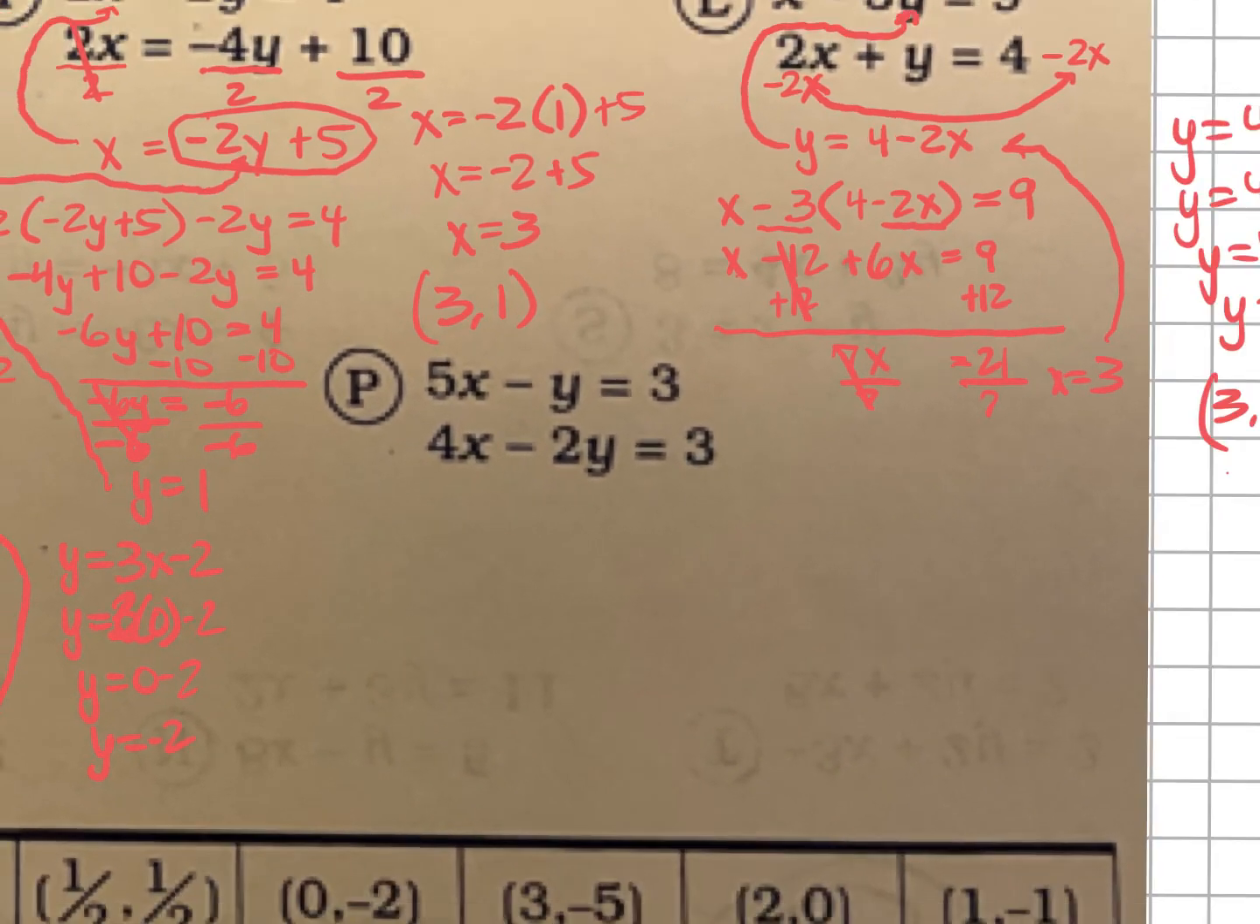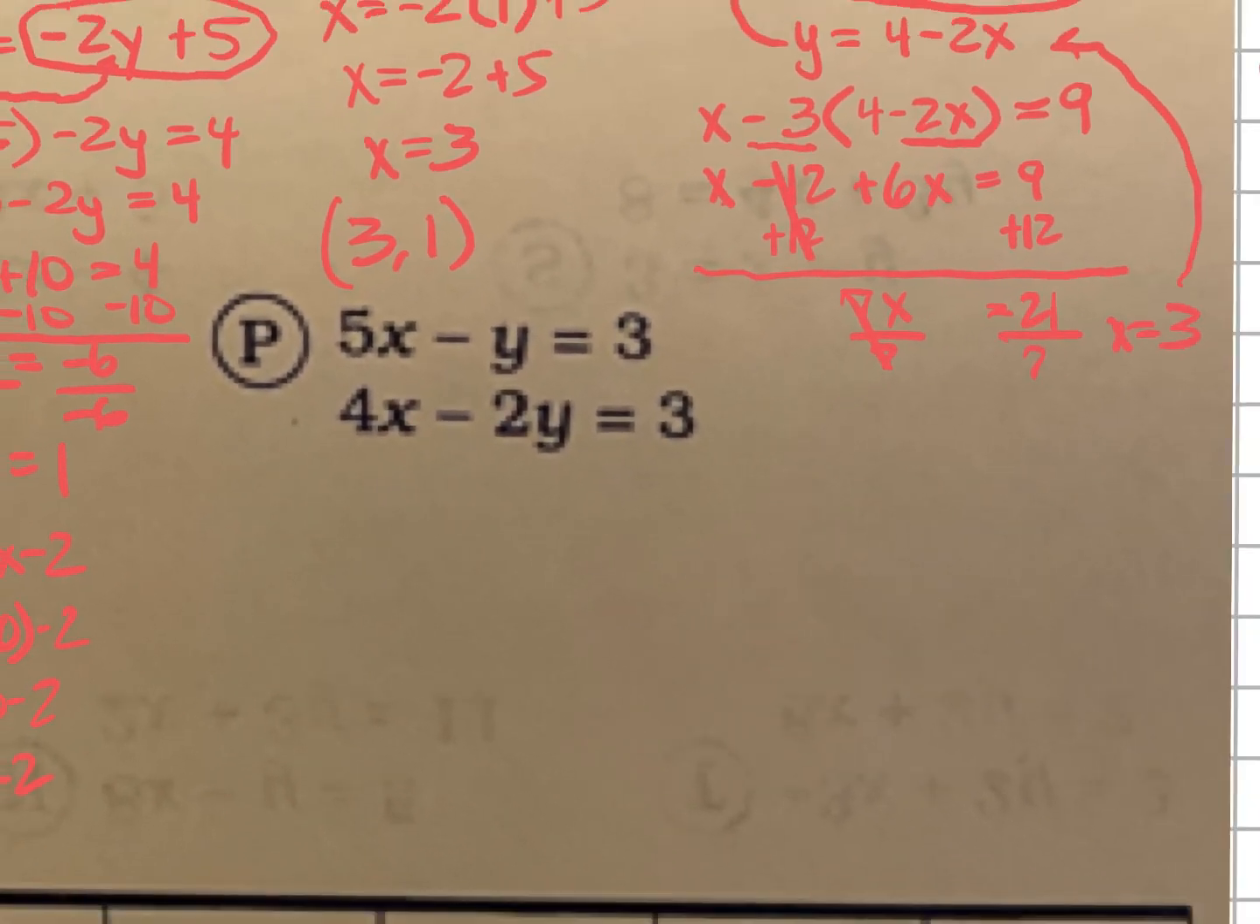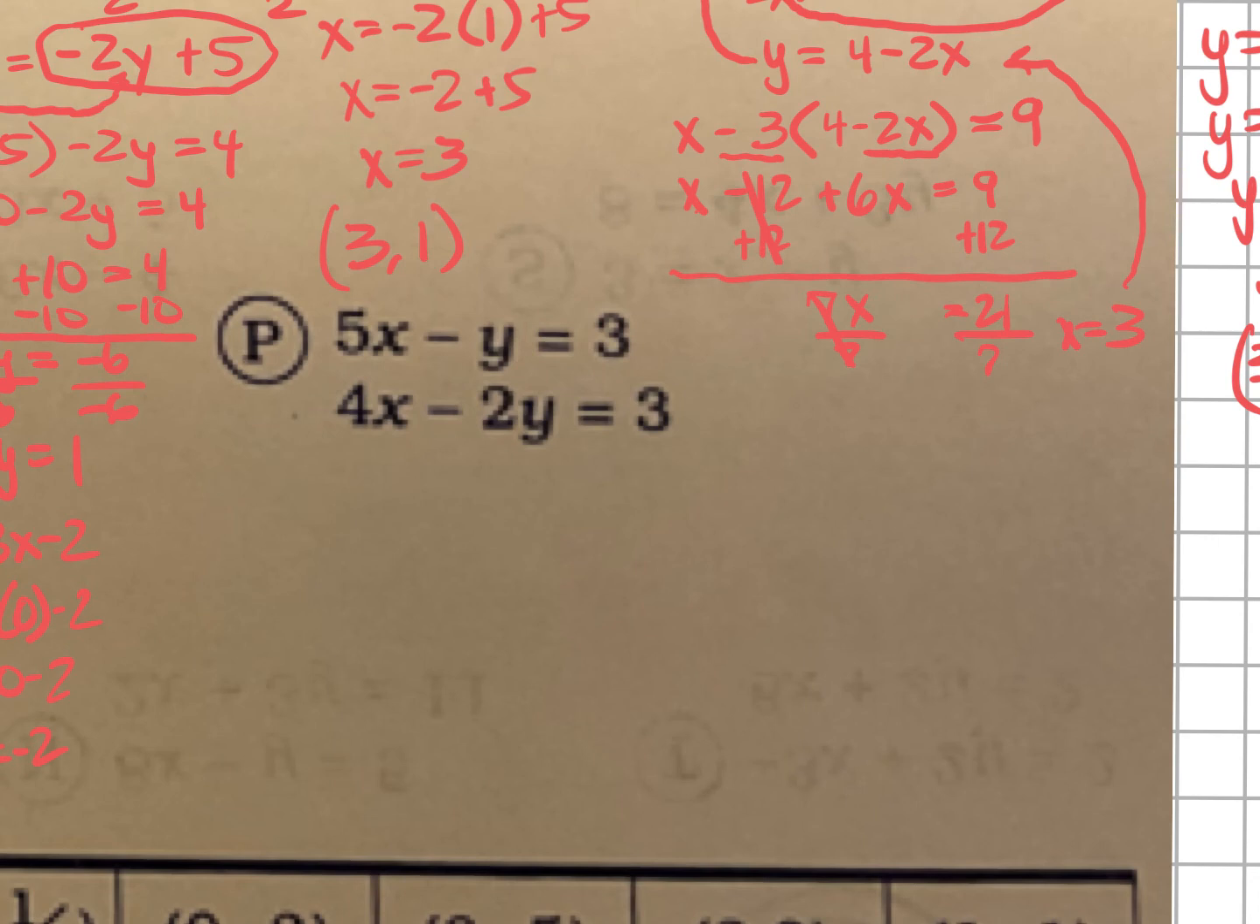Okay, and finally, last equation. Let's see. Tough one. Here's what I'm going to do. I'm going to start with my first equation, 5x minus y equals 3. I'm going to do some rearranging.